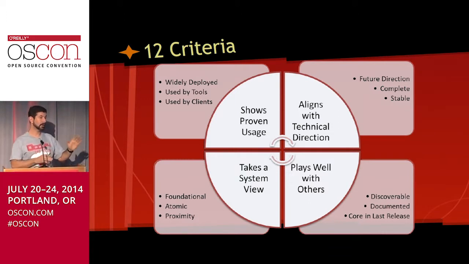Usage. So we want our APIs to show that they're in use. We want to make sure that it aligns with our technical direction, so the APIs are relevant to our ongoing success, that they play well with others. So part of this is OpenStack easy to use? We actually have criteria that say, are you discoverable? Are you documented? Have you been used in the past? Right? We don't want to yank the rug out from under people. So that's an important criteria for this. And then we also wanted a system view.